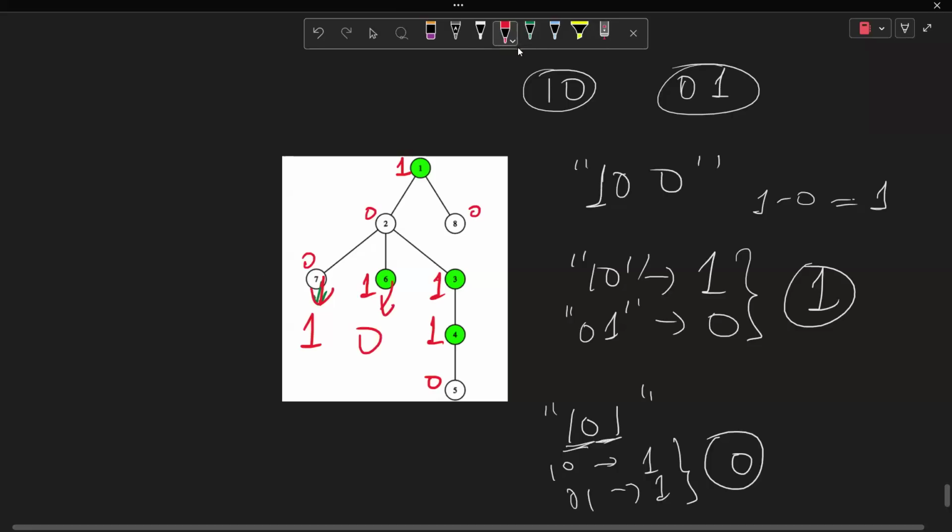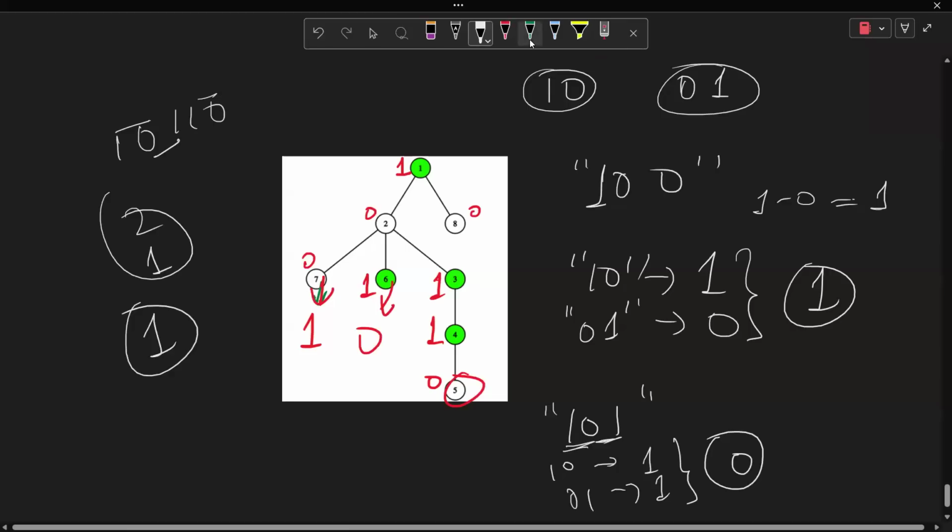Now, for this leaf node, it's 1, 0, 1, 1, 0. So here occurrences of 1 0 is this and this, 2 times, and 0 1 is this 1 time. So 2 minus 1, the difference is 1. So the value of this leaf node is 1.